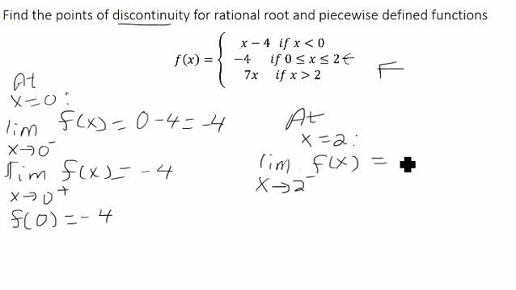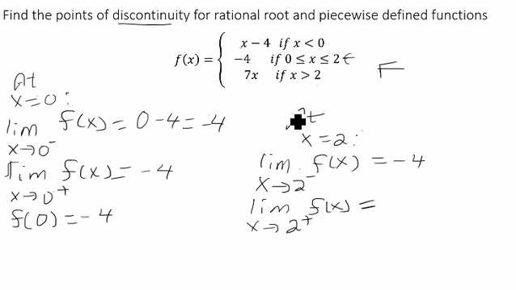Similarly, the right hand limit, limit x goes to 2 plus f of x, is going to be on the right side of 2, so that means x is greater than 2. So we're looking at this last branch, which is 7x. So we're going to replace x by 2, because this is a linear function, so direct substitution works, and that's 14.